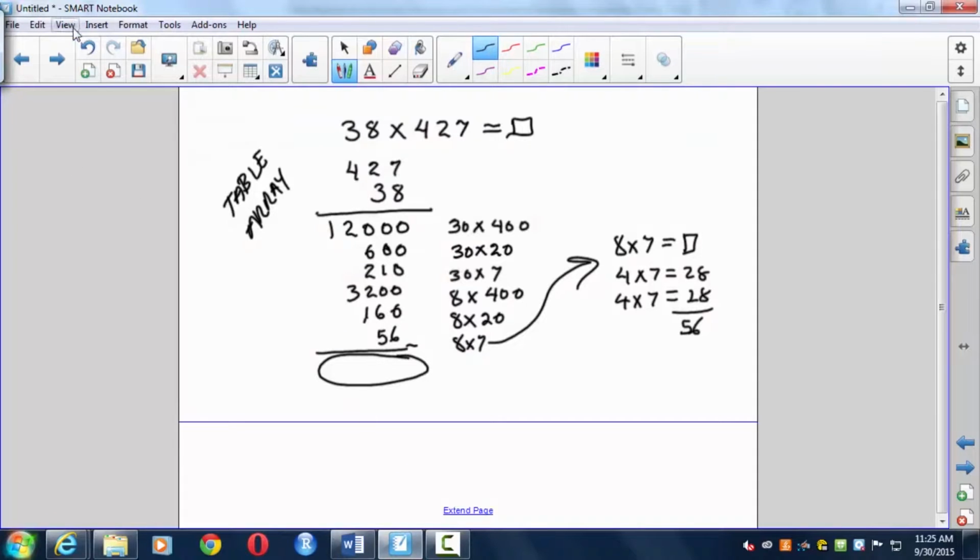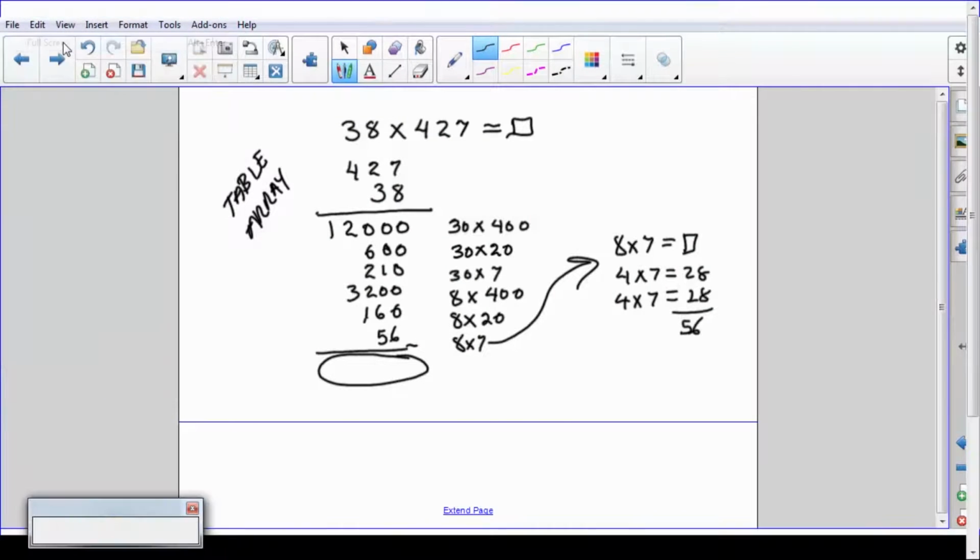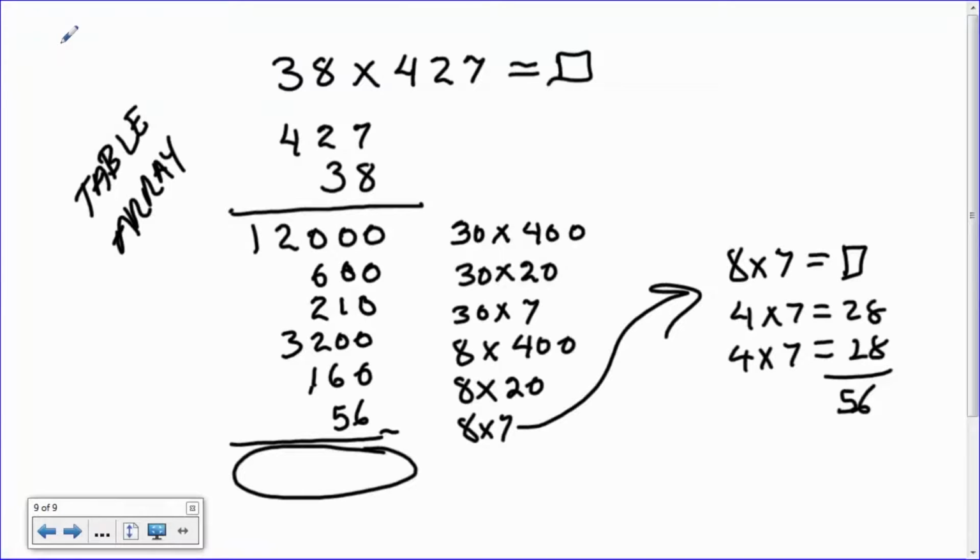Let's get us a full screen. And let's do the same product, 38 times 427. And let's use lattice array on this one. Okay, so it's 38 times 427. So let's get us a new page. It's called a lattice array.